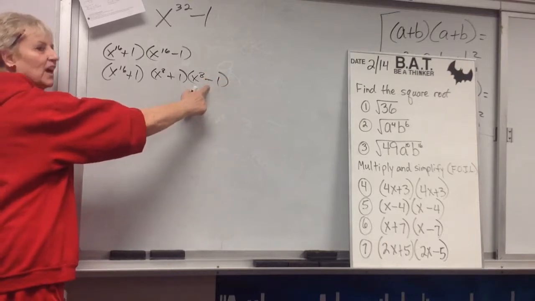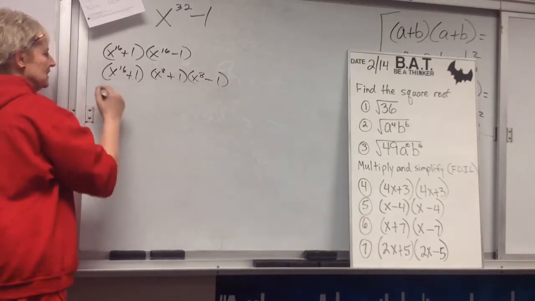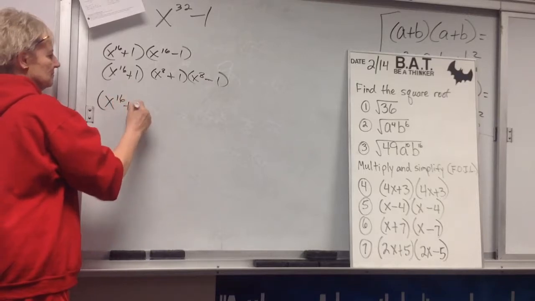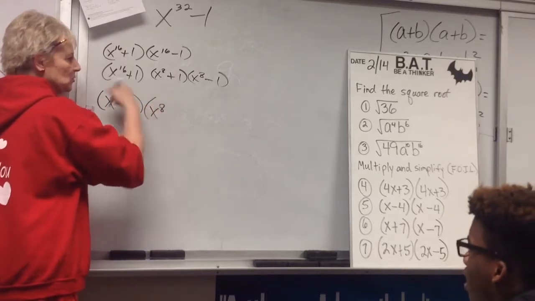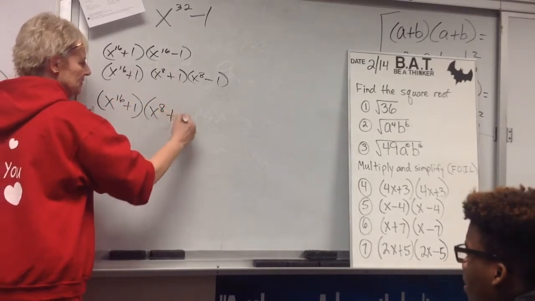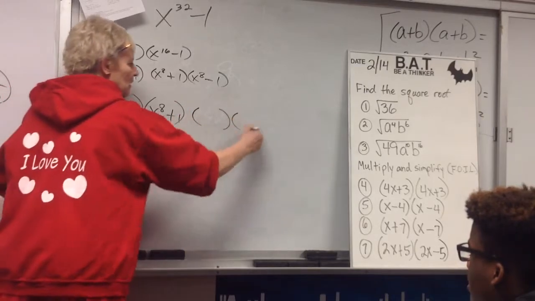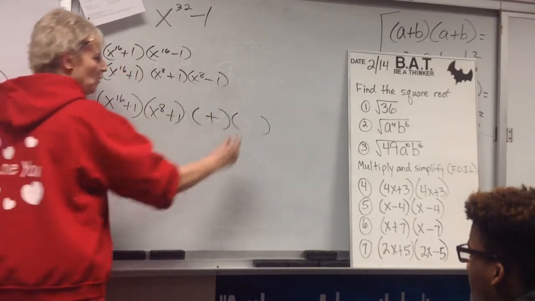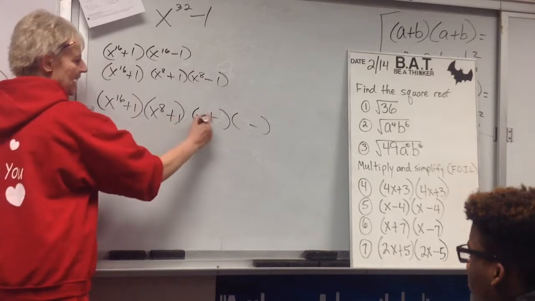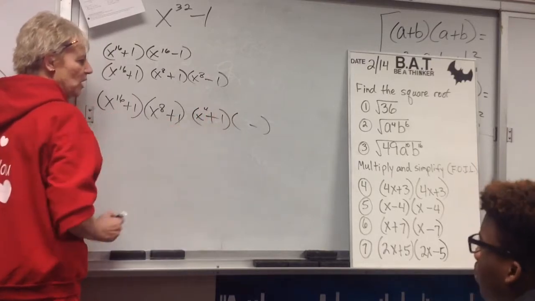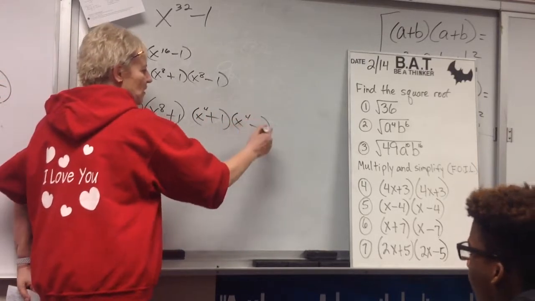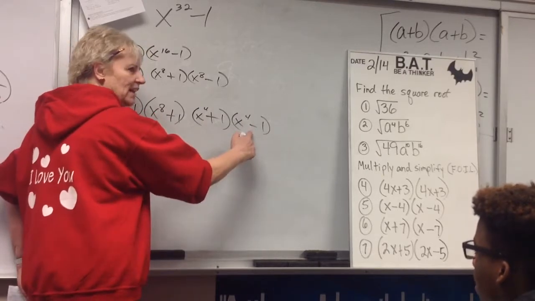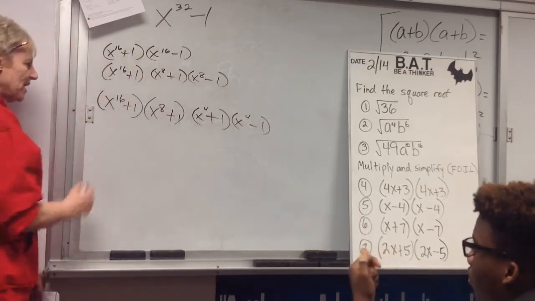X to the 8th plus 1, x to the 8th minus 1. Guess what? Two perfect squares. Can't do anything with the plus one. They're not a difference, right? One's plus, one's minus. X to the 4th plus 1, x to the 4th minus 1. Guess what? Two perfect squares.